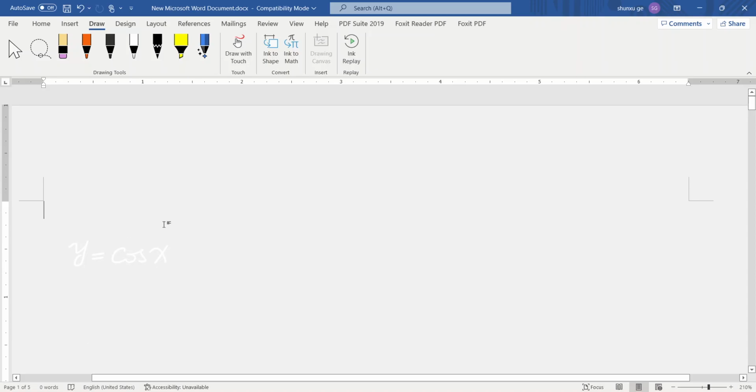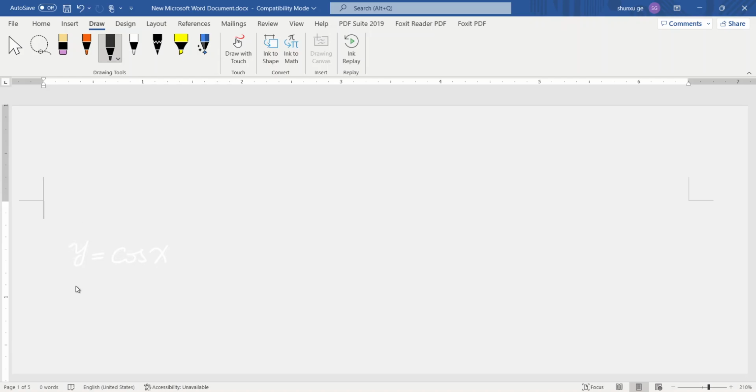Okay, now we take a derivative of y equals cosine x. We prove that derivative. By the definition, it is the limit as delta x approaches 0 of cosine of (x plus delta x) minus cosine x, over delta x.